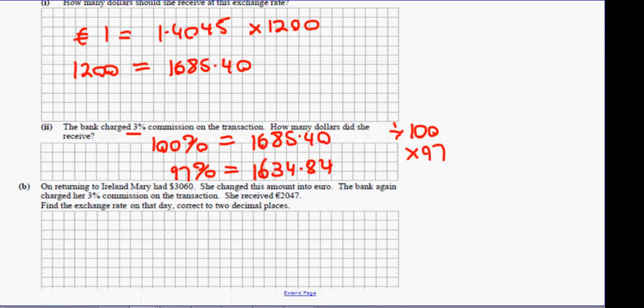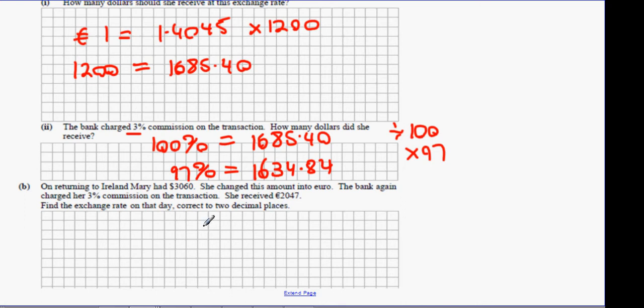On returning to Ireland, Mary had $3,060. She changed this amount into euro. The bank again charged her 3% commission on the transaction. She received €2,047. Find the exchange rate on that day, correct to 2 decimal places.